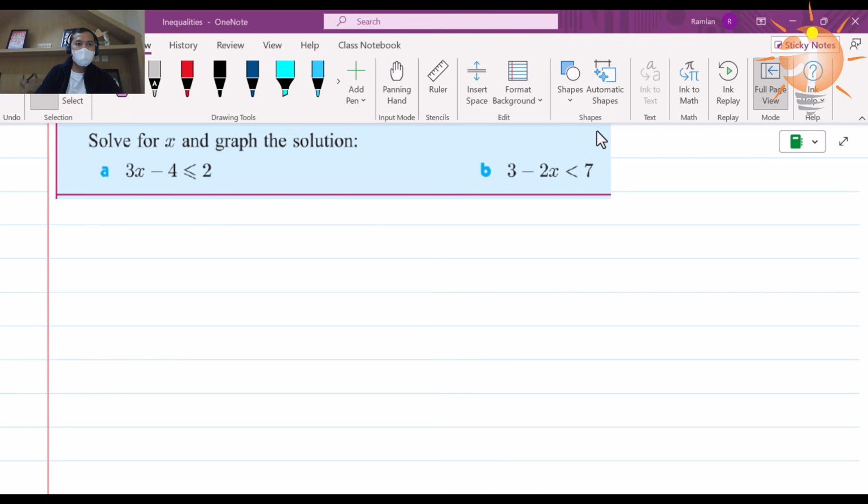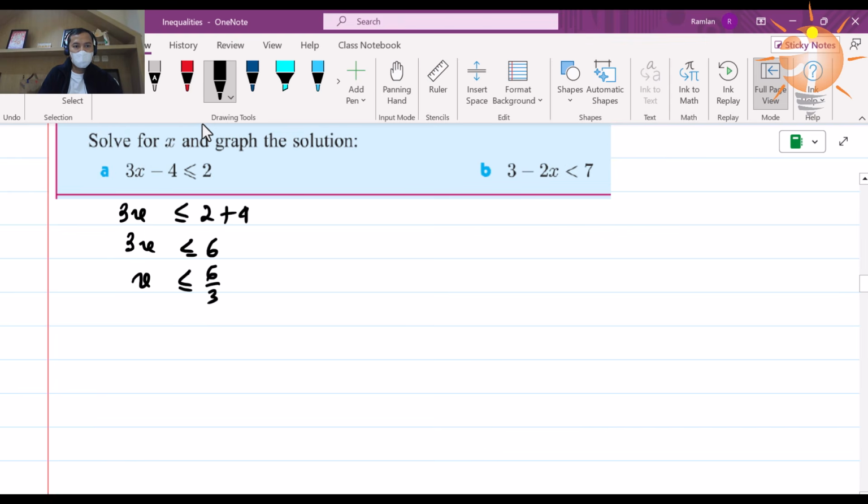Okay, I'm going to give you some examples. Let's say solve for x and graph the solution. Here we have 3x minus 4 is less than 2. Again, we need to isolate the x. First, I'm going to remove that 4 by adding 4 to both sides. So I get 3x less than or equal to 2 plus 4, and we have 3x is less than or equal to 6. Then I want to remove that 3 by dividing both sides by 3, and you will get x less than or equal to 2. That's it, pretty simple.